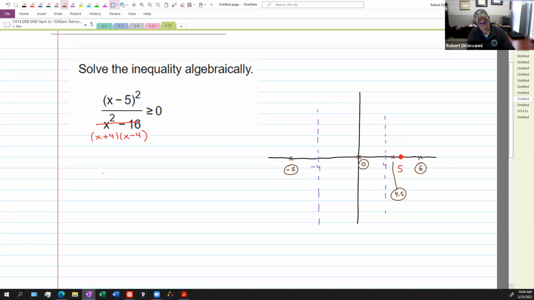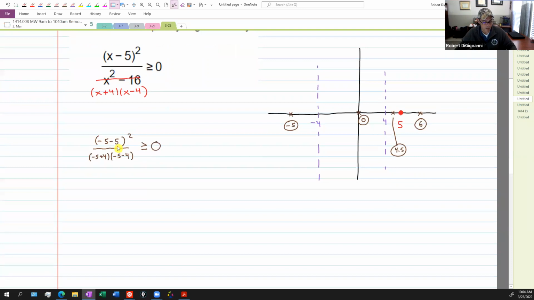So let's see, what happens at -5? -5 minus 5 squared over, on the bottom, I'm going to plug the -5 into the factored version. So I'm going to say -5 plus 4, and then -5 minus 4. What I'm checking to see is if this is bigger than or equal to 0. The numerator is -10 squared. That's 100. That's a positive number. Over -5 plus 4 is negative. And then -5 minus 4 is -9. That's negative. Is that bigger or equal to 0?